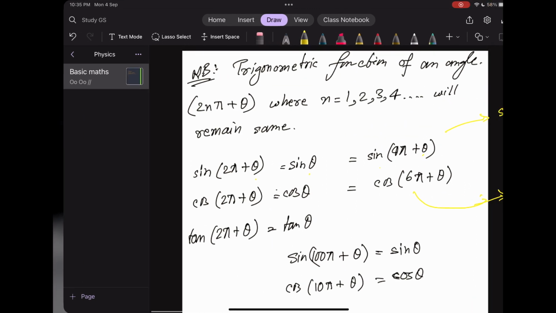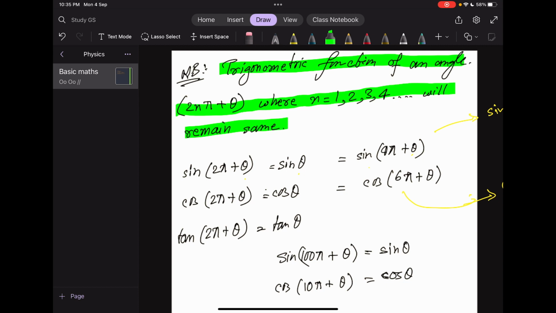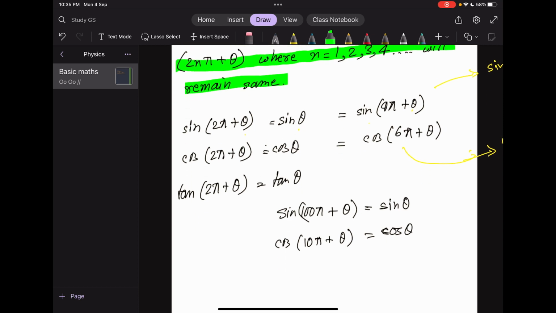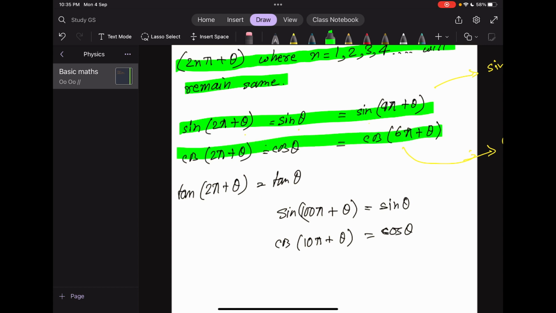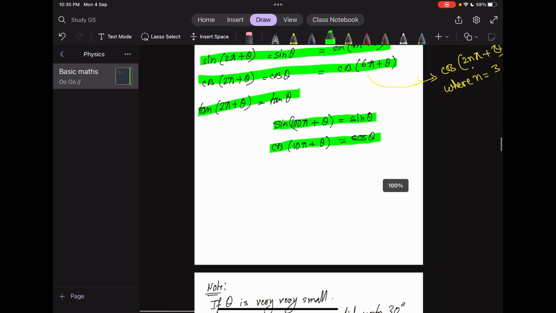So the trigonometric function of an angle, let's repeat with me. The trigonometric function of an angle 2n pi plus theta, where n is 1, 2, 3, 4, will remain the same: sin theta, cos theta, and tan theta. So sin 100 pi plus theta is also equal to sin theta. Cos 10 pi plus theta is also equal to cos theta.